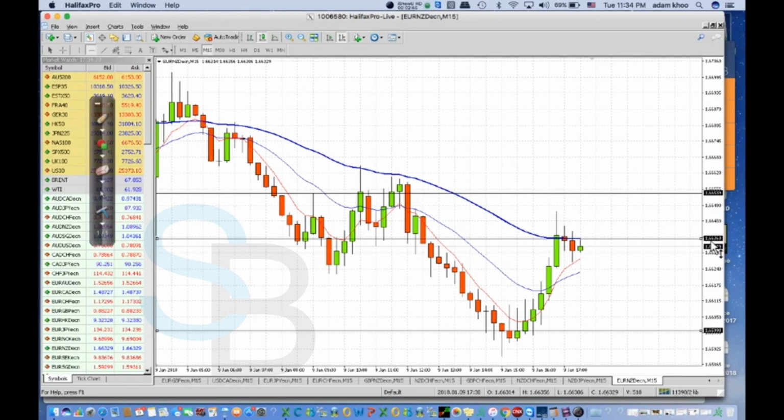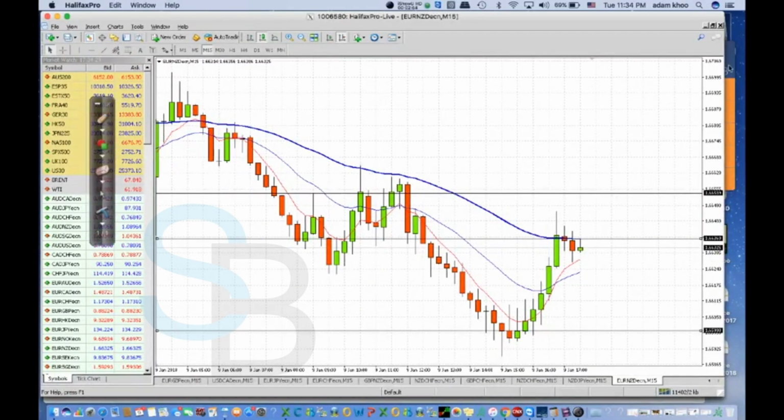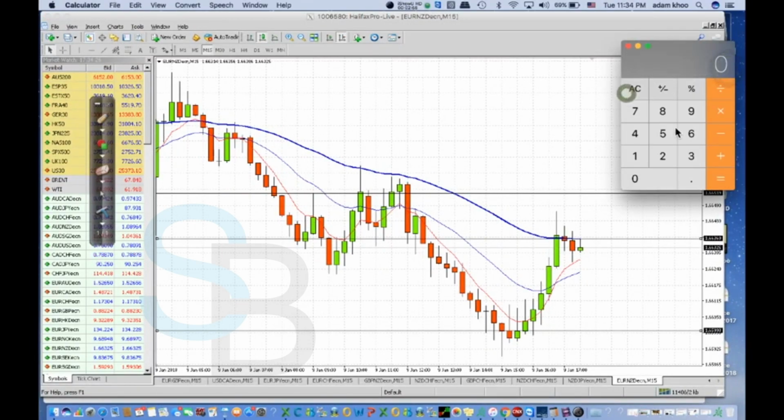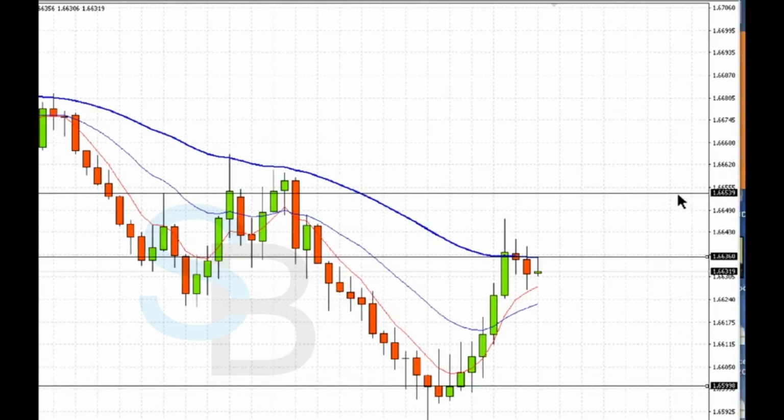Okay, so let me do my math. 6636 plus 15. Stop loss should be at 6651, roughly.